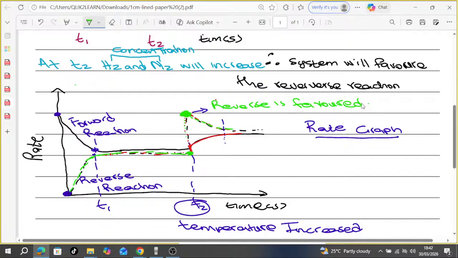Look at this. The equilibrium is then re-established, and the rate of the forward and the reverse reaction are equal again at this point. Maybe they'll give you T3 and ask what is going on at T3. You're going to say the equilibrium is re-established and the rate of the forward and the reverse reaction are equal again.